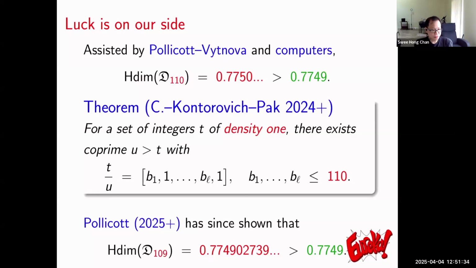Okay, and that is the current state of the art for the density 1 version of the result. Up till here, are there any questions?